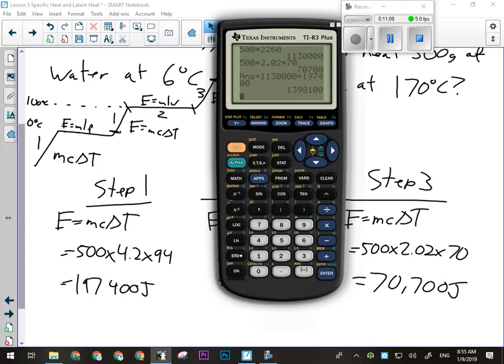Okay, so we're looking at 1,398,100 joules as our final answer for that question. Again, we don't have to manipulate any formulas. We've just got to plug in numbers, and then at the end, add them all together. They're not mathematically difficult problems. We just got to make sure we get the right numbers in on the calculations, right?